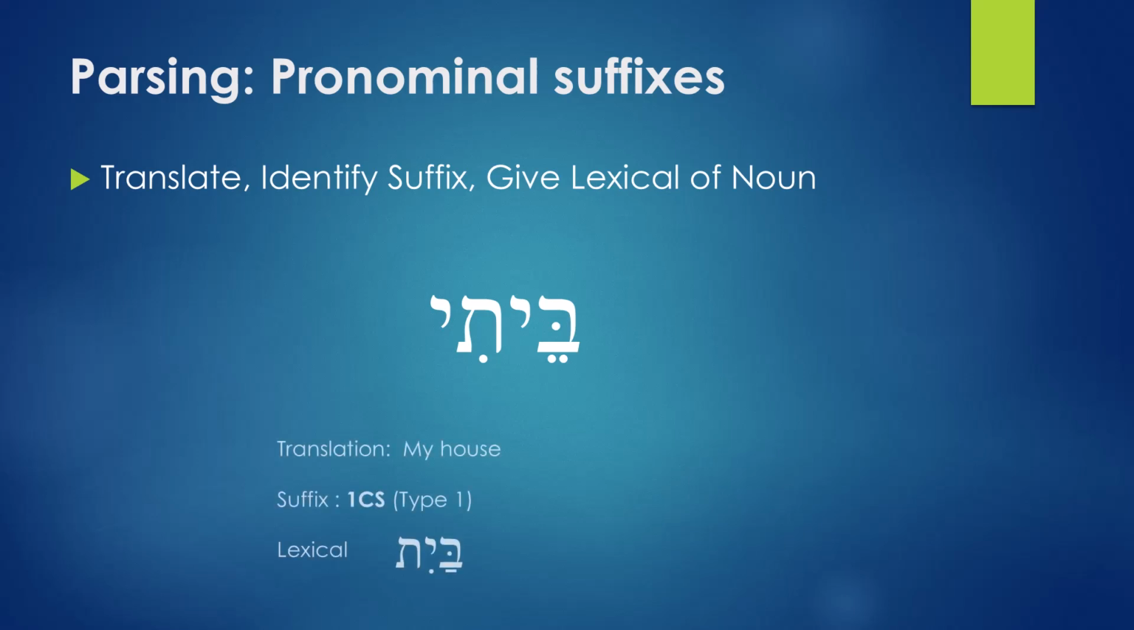Alright, here's the parsing. Beiti means my house. That i at the end means my. And beit is coming from bayit. The lexical form for beit is bayit. Bayit means house. So beiti means my house. The suffix is first person common singular. By looking at the word, you must know where it's coming from. You must know its suffix. The suffix here is coming from first person common singular, and it is type 1. Beiti, my house. Not my houses, but my house.